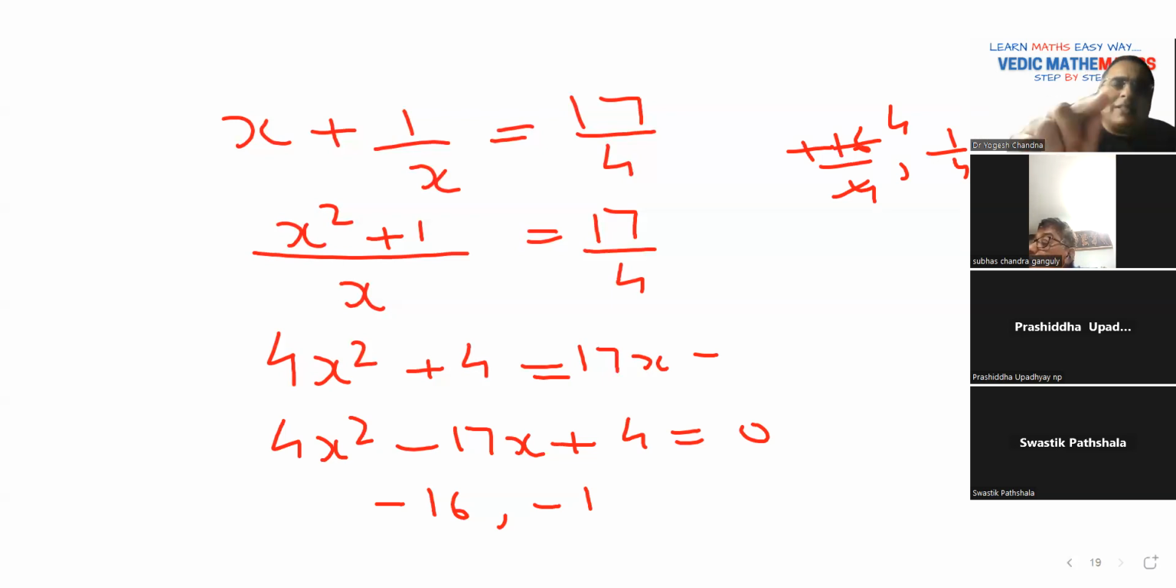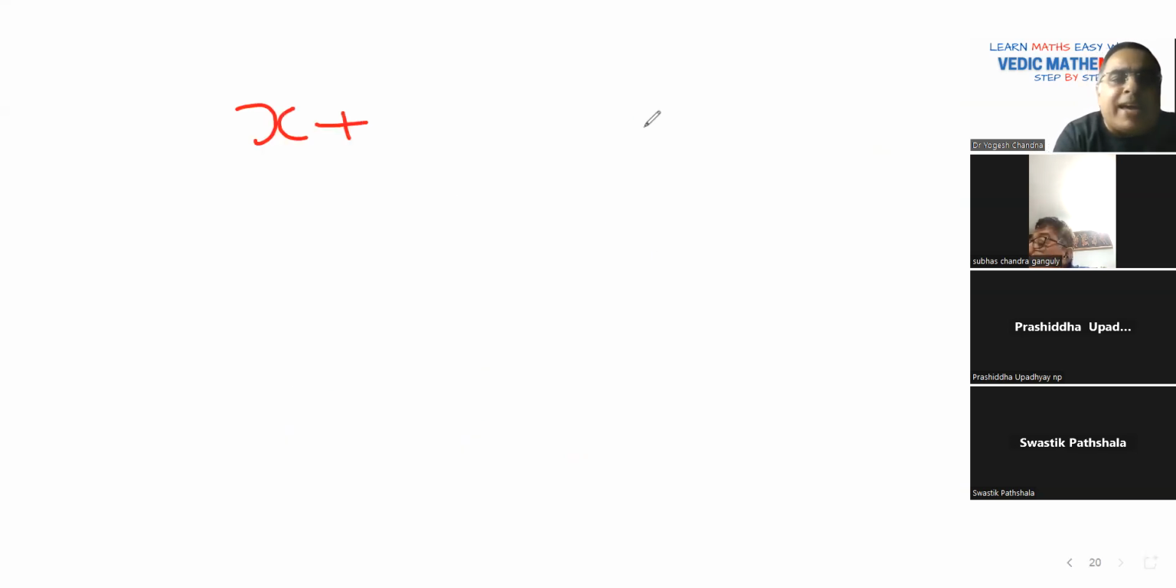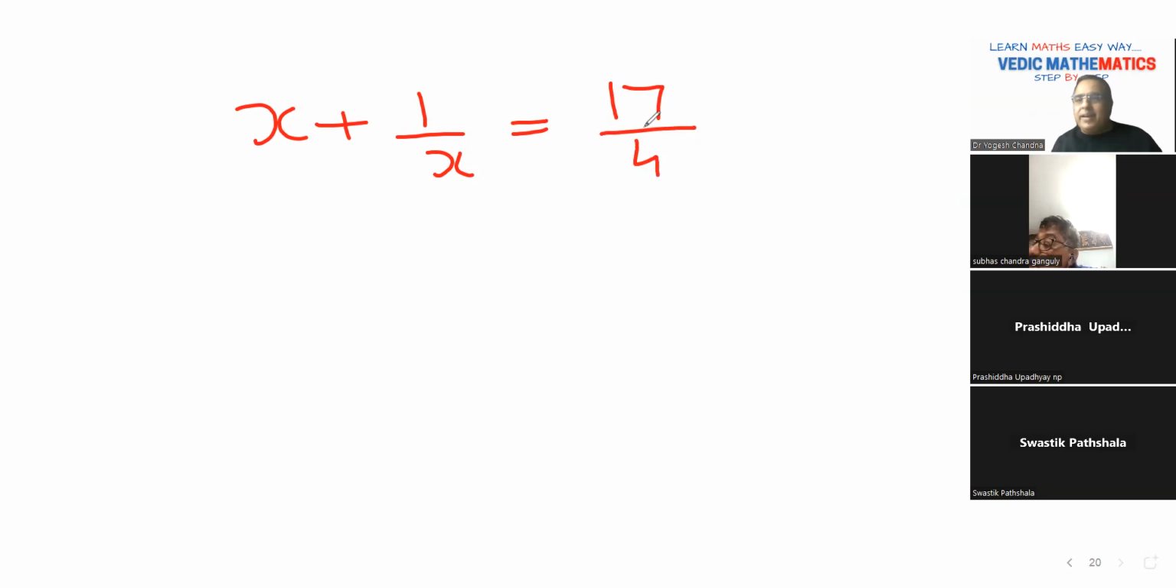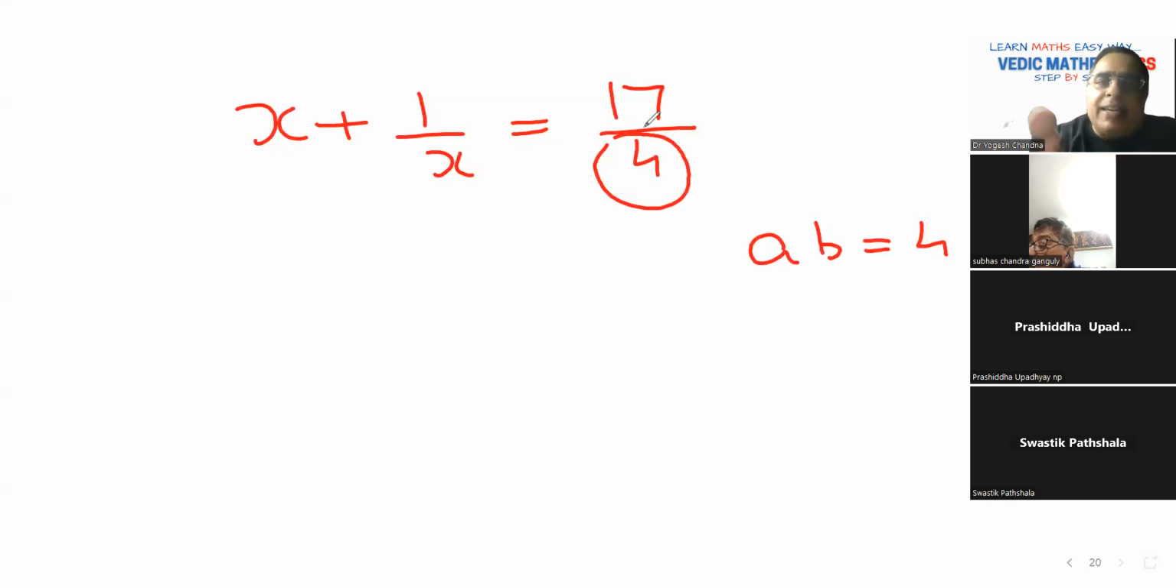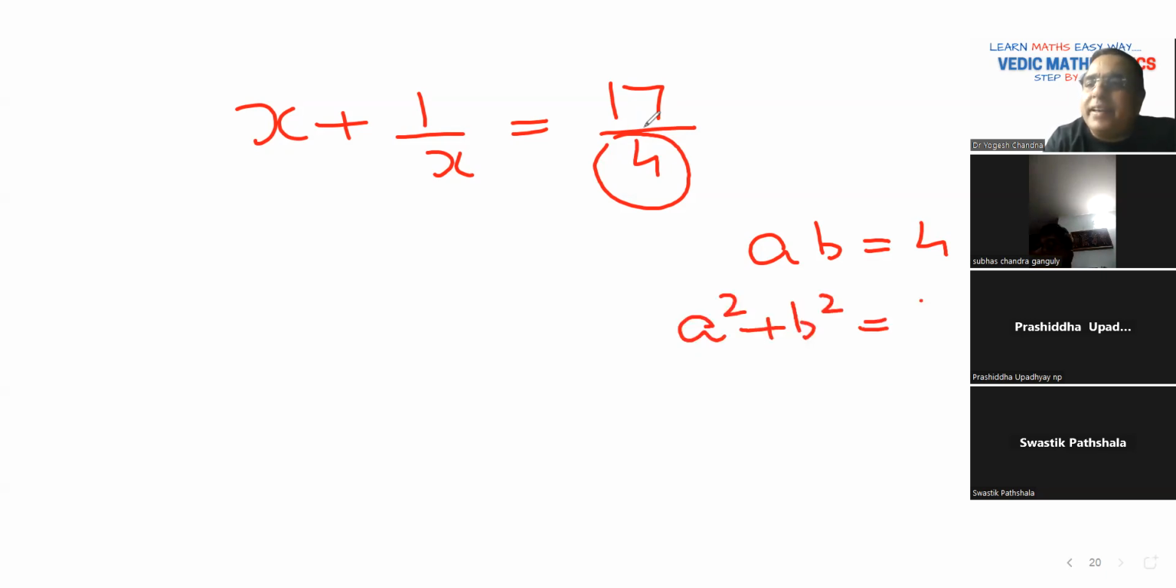Now, you took 5 steps to find out this answer. If I just use a small concept, now what is that? I'll write, we'll take another page. x plus 1 by x is equal to 17 by 4. Now just try to observe and understand that. Think that 4 is a product of 2 numbers, and 17 is a² plus b² is equal to 17.